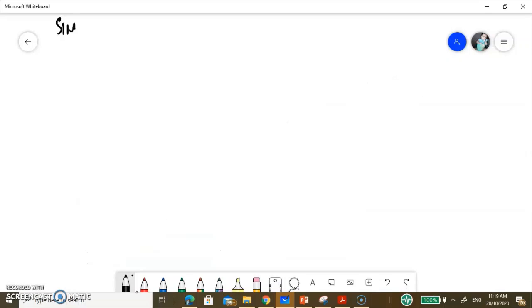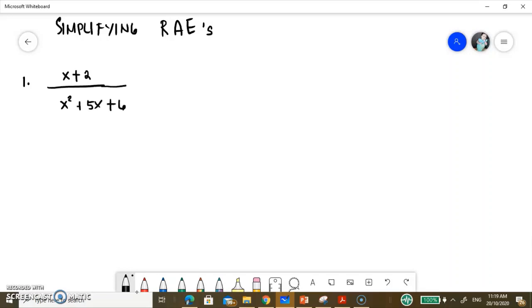Okay? Simplifying rational algebraic expressions. Okay, let's add an apostrophe s because it's plural. Okay, how would we simplify rational algebraic expressions? So, you should still know how to factor polynomials. Right? So, if you are asked to simplify x plus 2 over x squared plus 5x plus 6. Okay? So, let's apply here how we simplify fractions. So, recall, how would you simplify fractions?